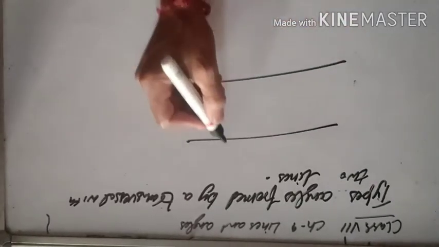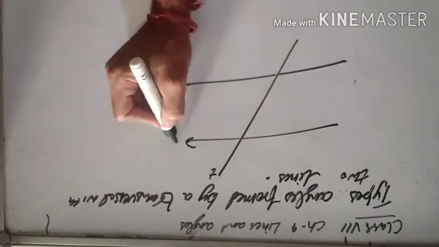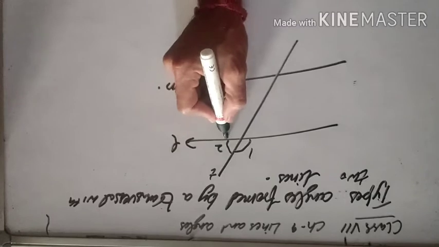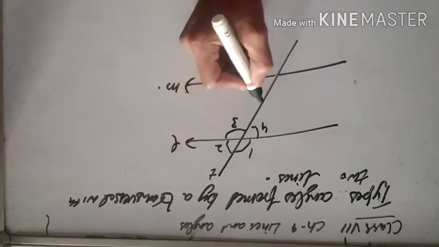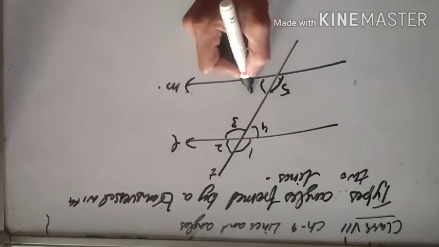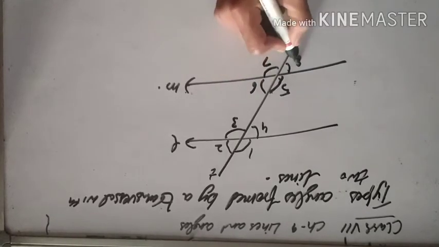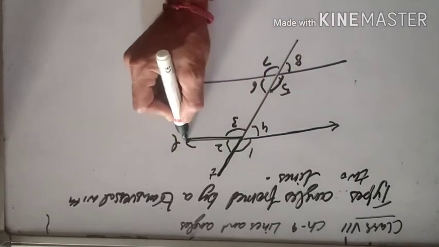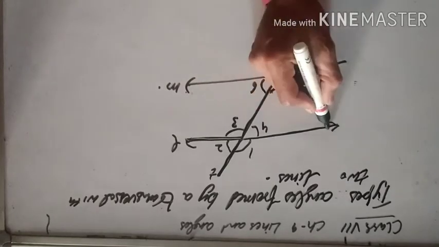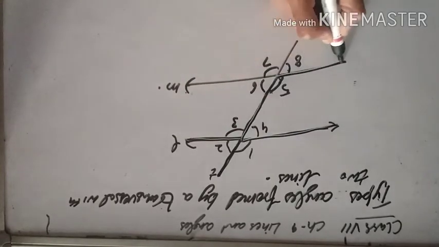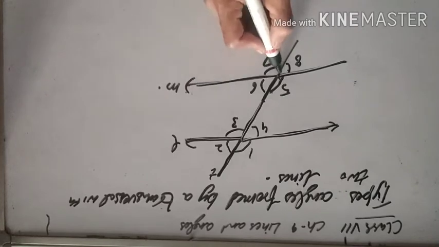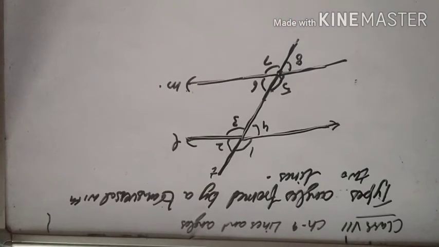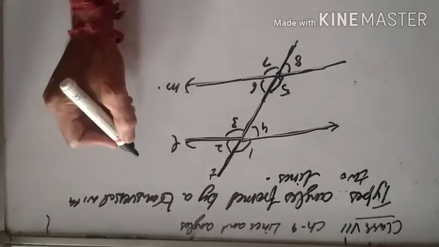Suppose these are two lines and this is a transversal. This is L and this is M. Angles 1, 2, 3, 4, 5, 6, 7, 8. Now this angle is 1, this angle is 2, this angle is 3, this angle is 4, this angle is 5, this angle is 6, this angle is 7, and this angle is 8. Now we have to name these angles.